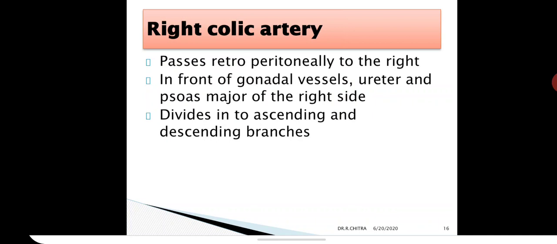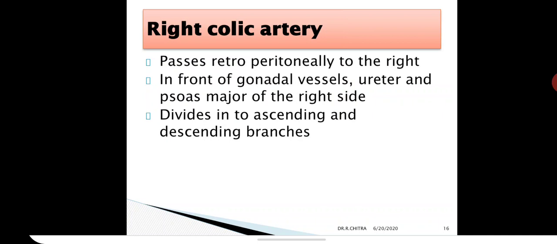Right colic artery passes retroperitoneally to the right, in front of the gonadal vessels, ureter, and psoas major of the right side. It divides into ascending and descending branches. The ascending branch anastomoses with the right branch of the middle colic artery.